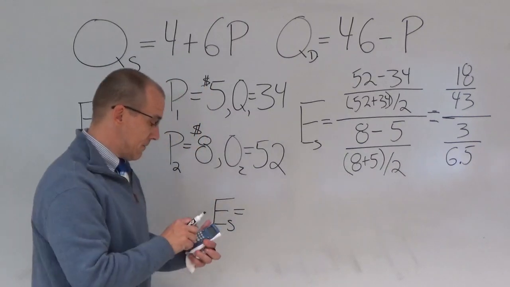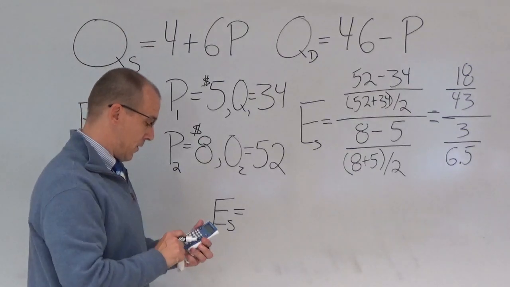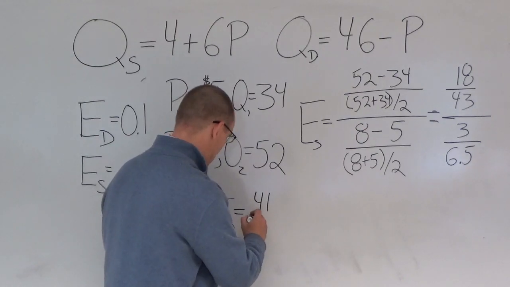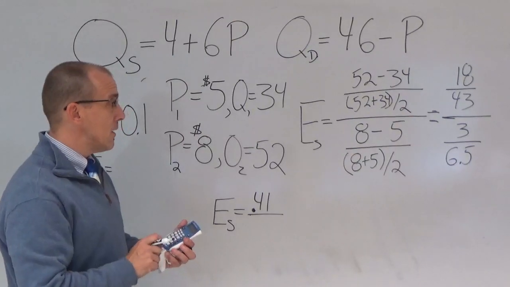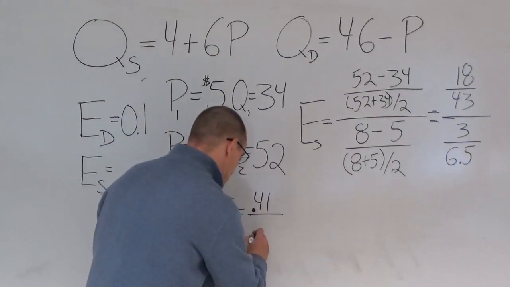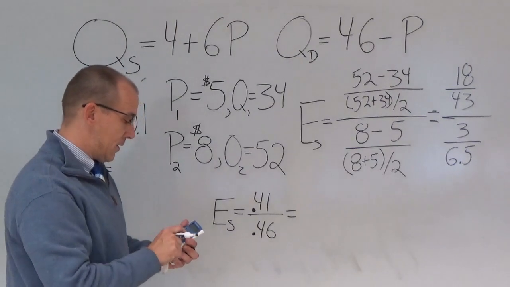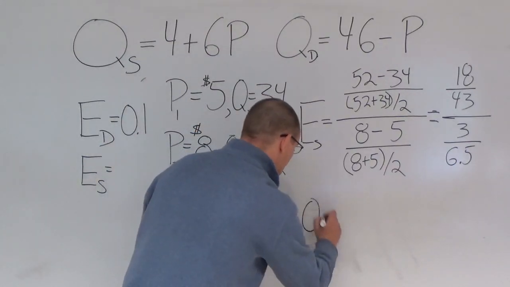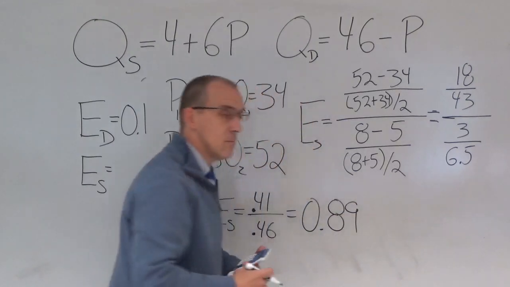Final calculations, right? 18 divided by 43 equals 0.41, and 3 divided by 6.5 equals 0.46. If I do 0.41 divided by 0.46, I will get an elasticity of 0.89.